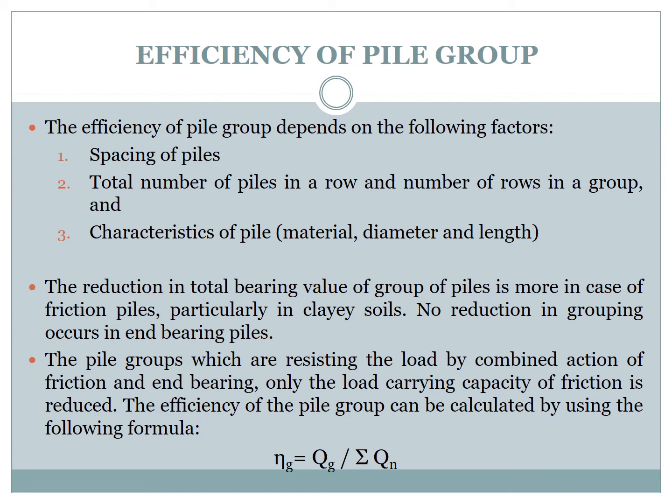and the efficiency of the pile group is defined as the ratio of the load carrying capacity of the pile group to the sum of the load carrying capacity of the individual piles. Okay, so here is the formula for efficiency of the pile group, where eta g is the efficiency of pile group, Qg is the load carrying capacity of the pile group, and Qn is the sum of the load carrying capacity of the individual piles.